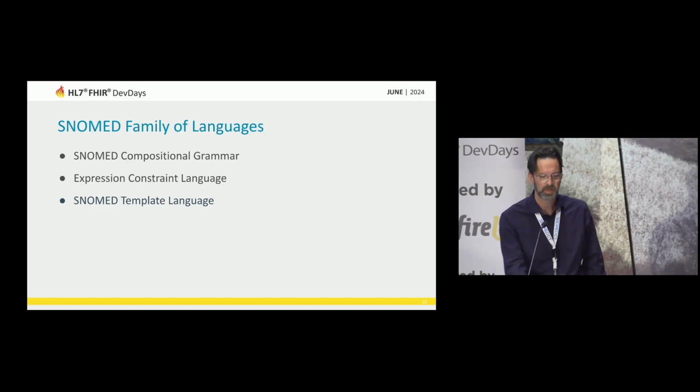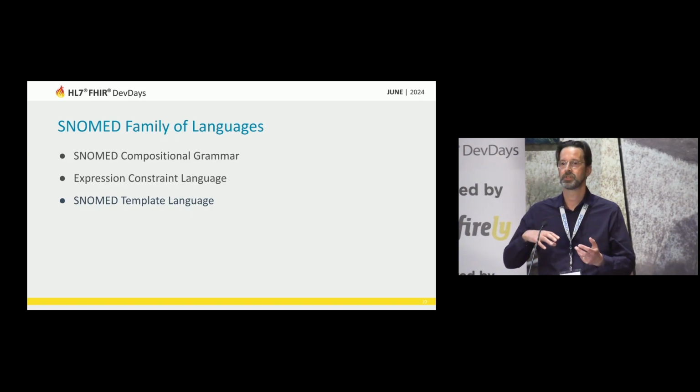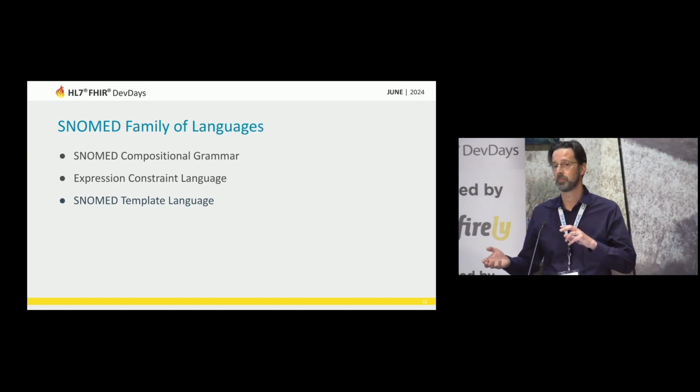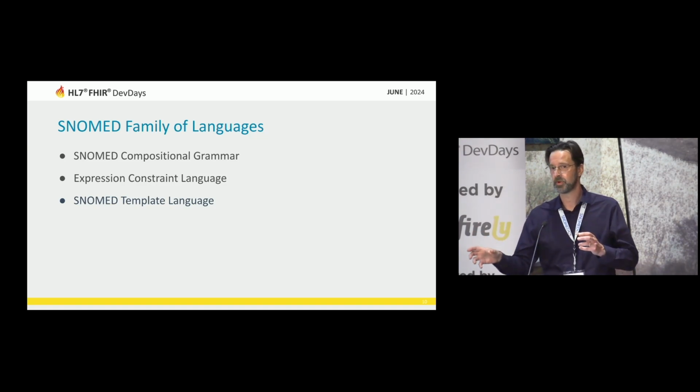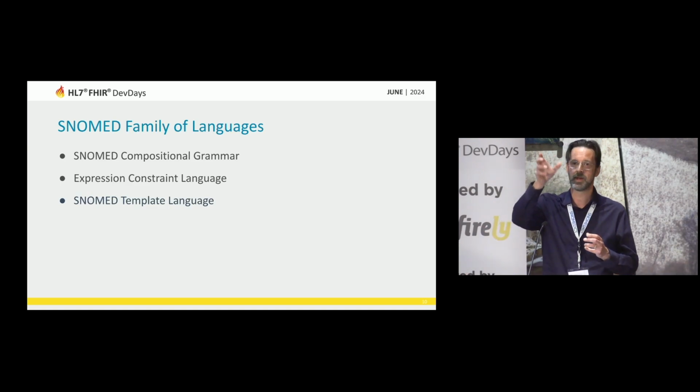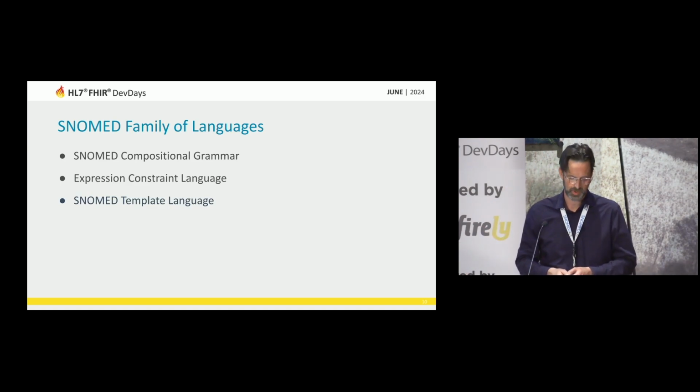Another feature of template language is it's not just about the attribute modeling. It also allows us to define slots for the fully specified names and preferred terms. So for example, if you've picked an attribute value to put in one of your slots there, the preferred term for that part will appear in the full FSN for the concept that you're creating.